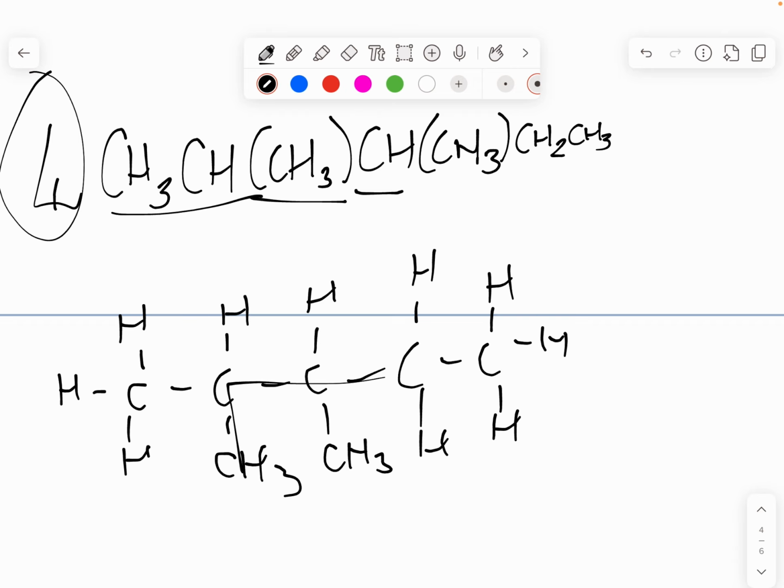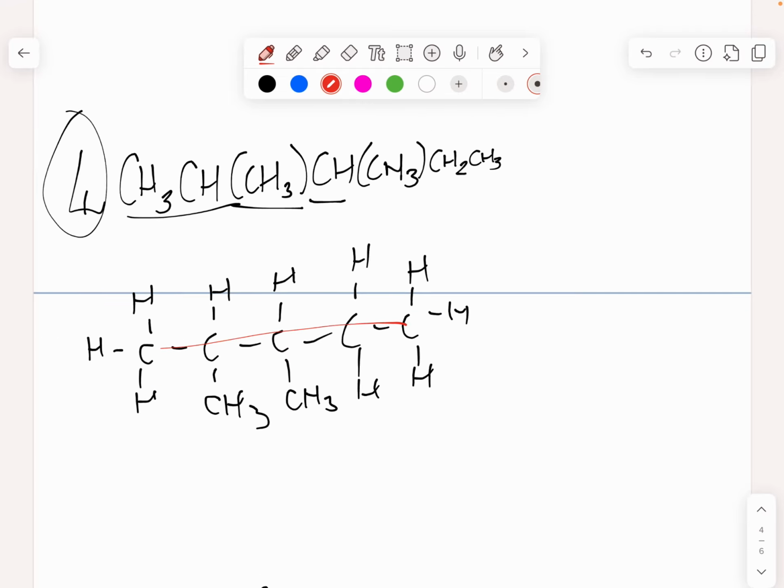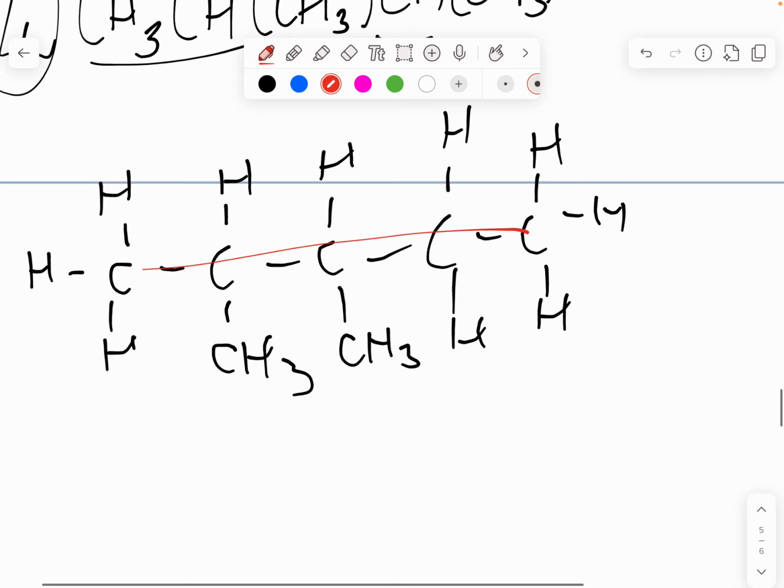If I go this way, let me use my red. If I go this way, I see 5. If I go this way, I see 5. Right? And 5 is the longest. Then we do our suffix, which is the homologous series functional group. We're only seeing C single bond C, so that's an alkane. The ending of the name is going to be ANE. It's 5 carbons in the carbon chain, so the prefix is going to be pent.